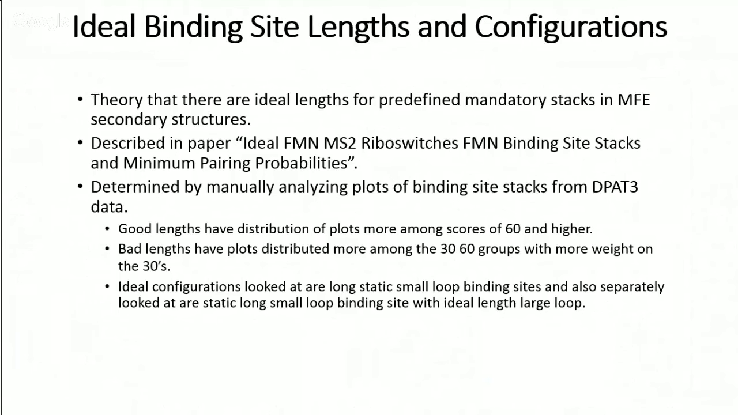The 30-60 groups are an artifact of our scoring. Basically, those are designs that just do really horribly, and they don't do very well. And so they get grouped in these 30 and 60 score groups.